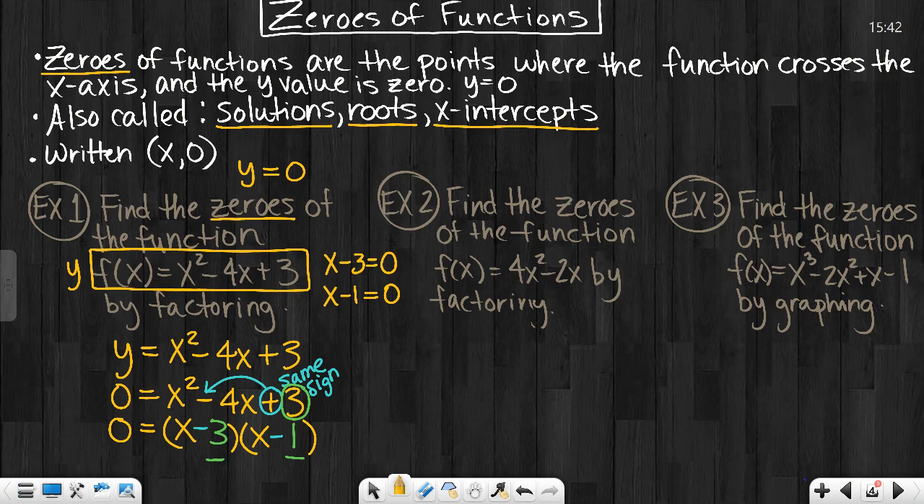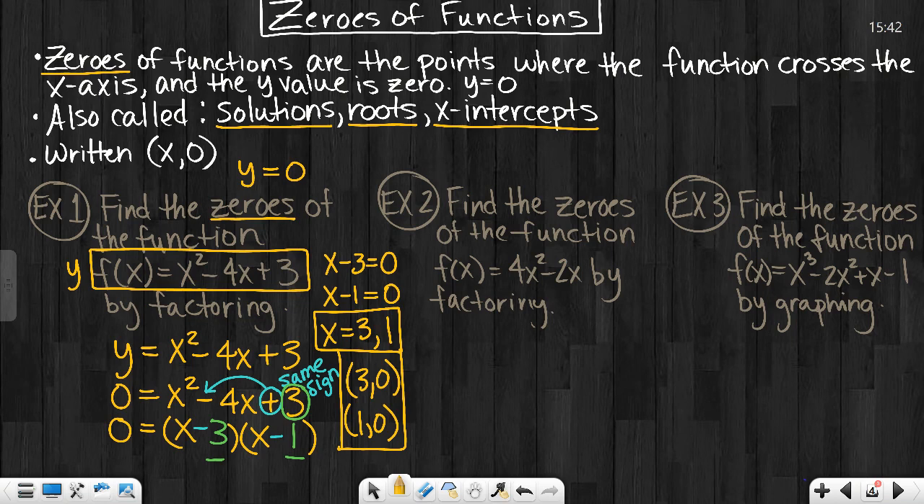And if you look at each one, what makes x minus 3 equal to 0? X is going to equal 3, or x is going to equal +1. So those are my 2 intercepts. Now the way I write those, (3, 0) and (1, 0). So those are also part of the answer right there. And that's how you factor a trinomial to find the zeros of a function.